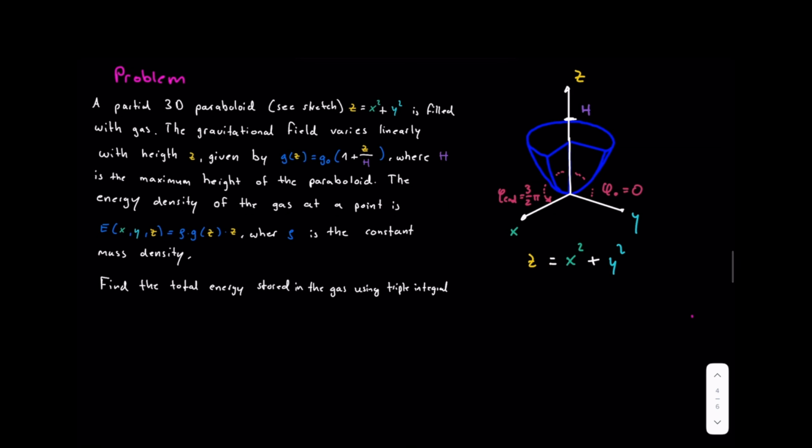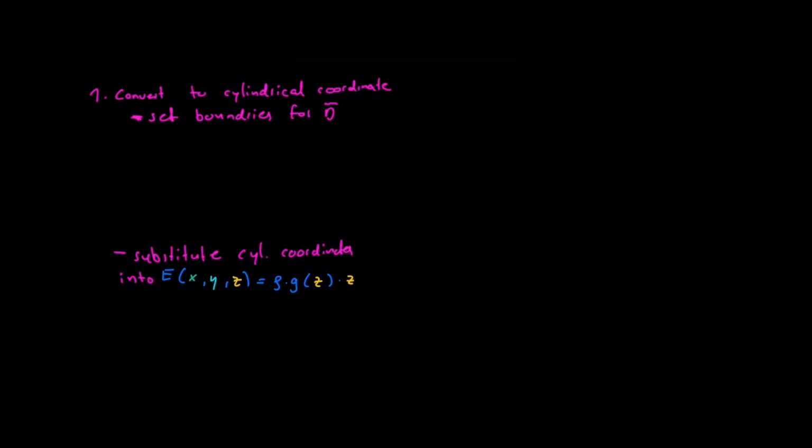Now it's time for a practical example. Here's the setup. We have a partial paraboloid filled with gas. The gravitational field varies with height z and is given by g of z equals g naught times 1 plus z over h. Here, h is the maximum height of the paraboloid. The energy density at any point is rho times g of z times z. Our task is to calculate the total energy using a triple integral.